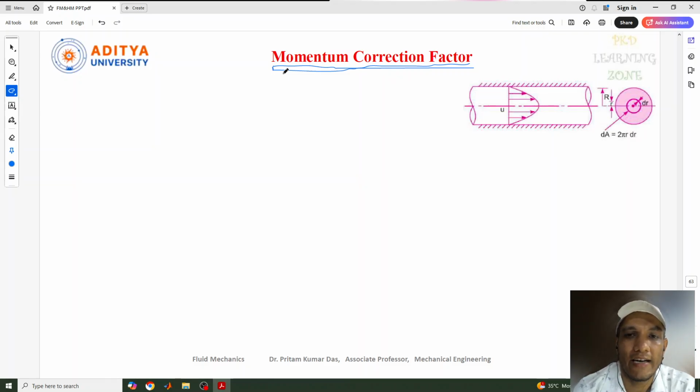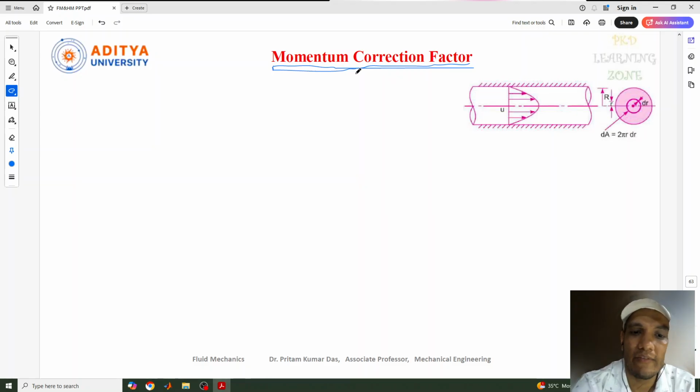Already I have discussed the correction factor. What do you mean by correction factor? This is nothing but a value which is used to adjust for accuracy. When you do some experimentation or calculations, there are possibilities that error will be there. To adjust that, we consider a correction factor, because the theoretical value and the experimental or actual value will never be the same. So to adjust that value, we use some correction factor. This correction factor is used for kinetic energy and also for momentum.